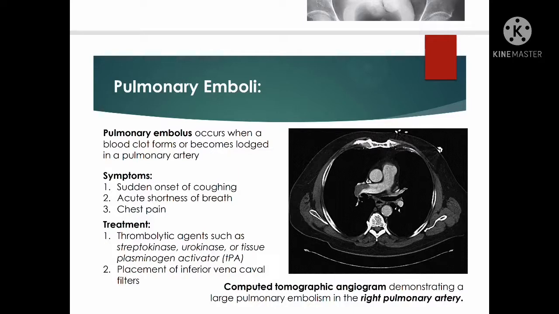Last is the pulmonary emboli. It occurs when a blood clot forms or becomes lodged in a pulmonary artery. So the symptoms are a sudden onset of coughing, acute shortness of breath, and chest pain. The treatment for pulmonary emboli includes thrombolytic agents such as streptokinase, urokinase, or tissue plasminogen activator, or placement of inferior vena cava filters. A computed tomographic angiogram demonstrating a large pulmonary embolism in the right pulmonary artery is shown in the picture.